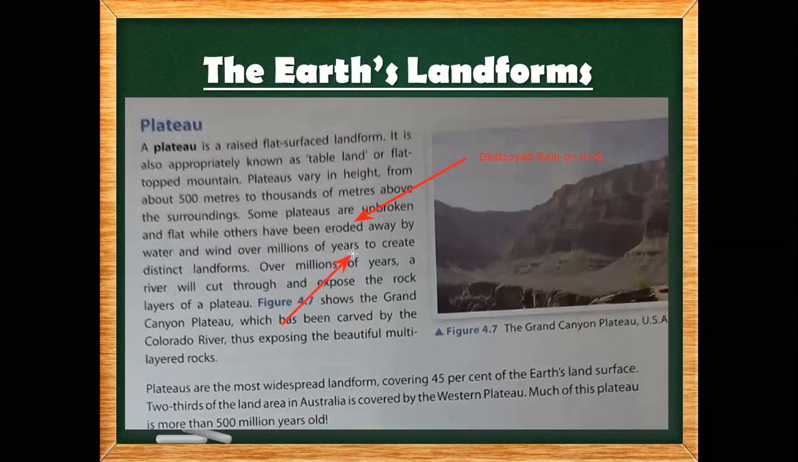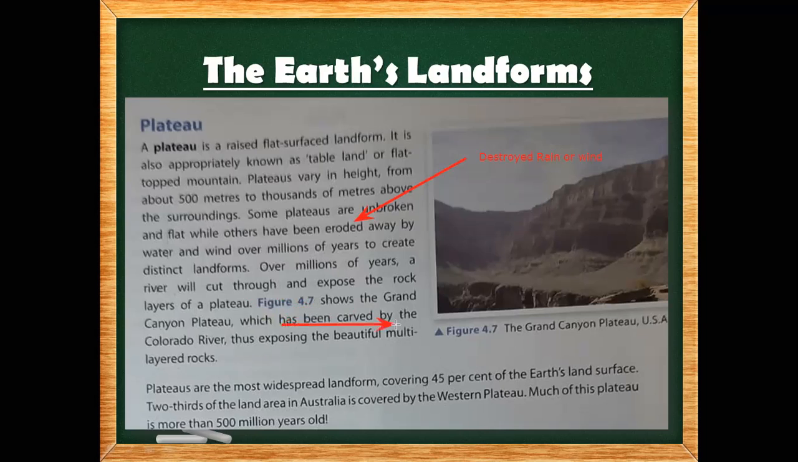Over millions of years they create distinct landforms. The word distinct means different. When they are broken, they make the land go up and down, and they make different shapes. Over millions of years, a river will cut through and expose the rock layers of a plateau. So in this way they are made. The water will cut it down.